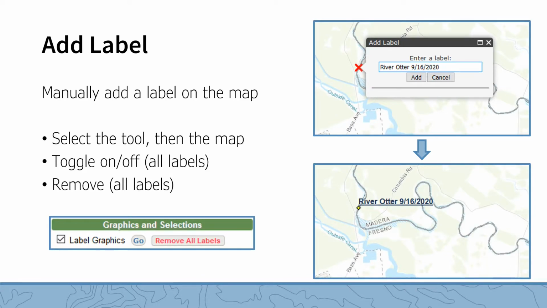Once added, the tool places a yellow diamond on the map and a label to the upper right of the diamond. Using the checkbox in the Graphics and Selections section, the labels can be toggled on and off. You cannot remove individual labels, but you may remove all of the labels using the Remove All Labels button. Any labels you have created will persist in BIOS sessions, which have been saved using the Bookmarks tool.